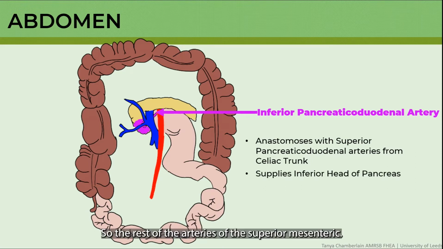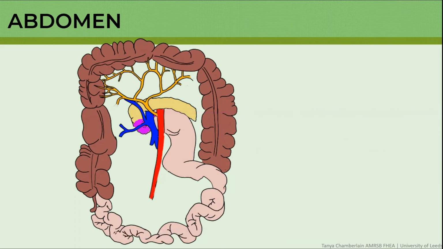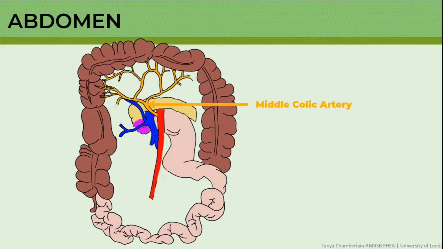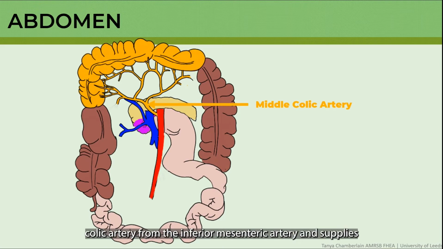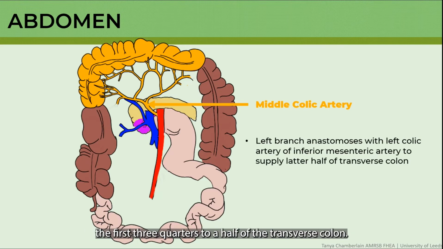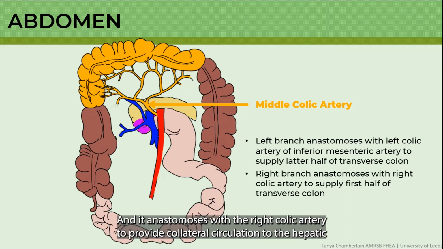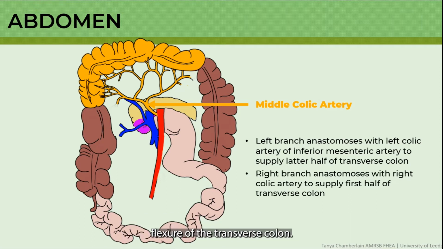For the rest of the arteries of the superior mesenteric, it is necessary to work backwards through the digestive tract, so our next branch is called the middle colic artery. This anastomoses with the left colic artery from the inferior mesenteric artery and supplies the first three quarters to a half of the transverse colon, and it anastomoses with the right colic artery to provide collateral circulation to the hepatic flexure of the transverse colon.